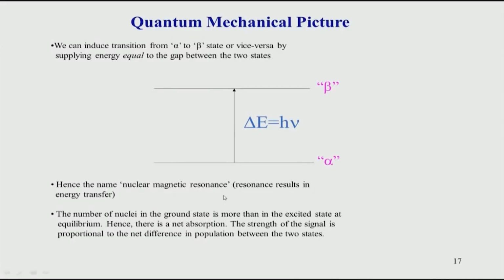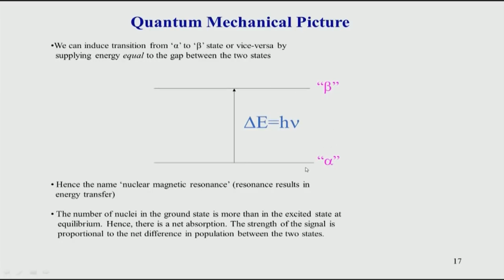Okay. And the strength of the signal which is absorbed is proportional to the difference. So, what happens in NMR is that you have a lot of molecules in the ground state and some molecules also in the excited state. When we shine radiation equal to delta E, the molecules will go from the ground state to the excited state, and at the same time molecules will come from beta to the ground state. This is called stimulated excitation and stimulated emission.